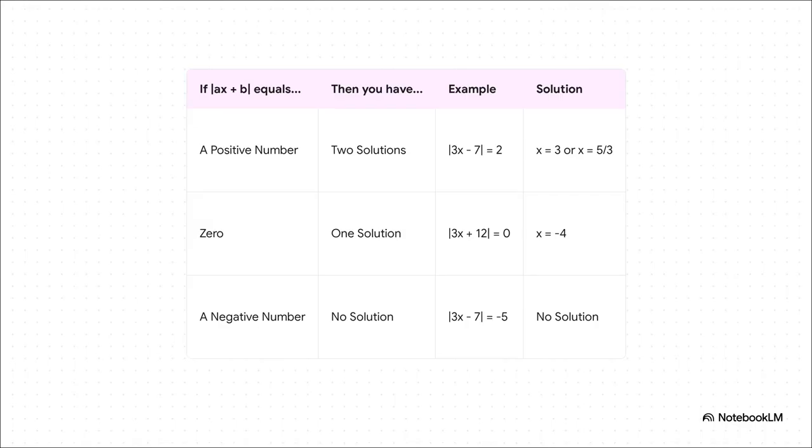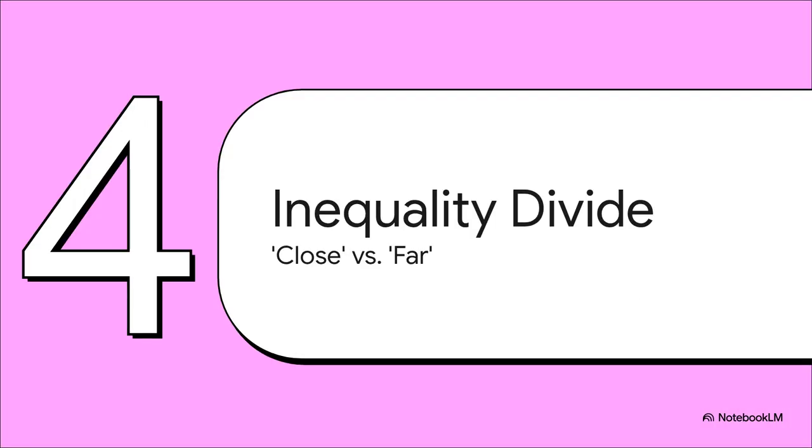It tells you exactly what to do next. And here's the cool part. Every single equation you'll ever see will fall into one of just 3 categories. And it all goes back to our big idea, distance. If the distance is a positive number, there are going to be 2 spots on the number line that work. If the distance is 0, there's only one possible spot, 0 itself. And if you're asked to find a negative distance, can distance be negative? Nope. So there's no solution. It's that simple.